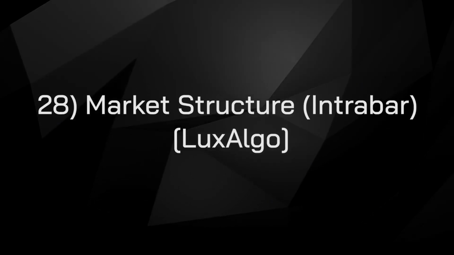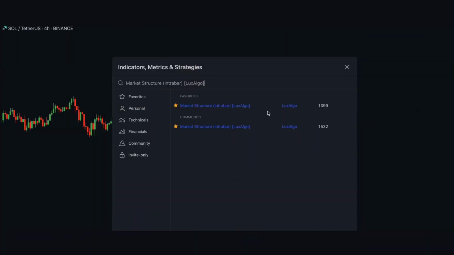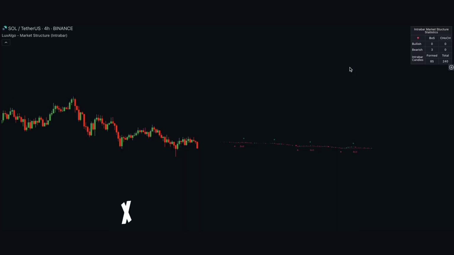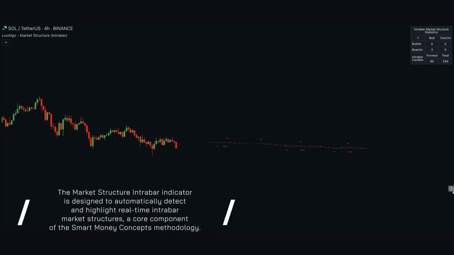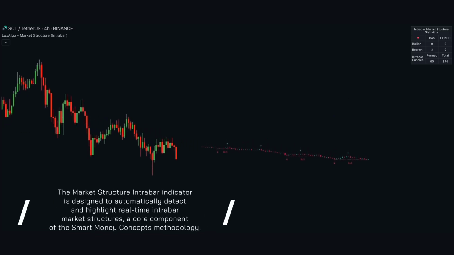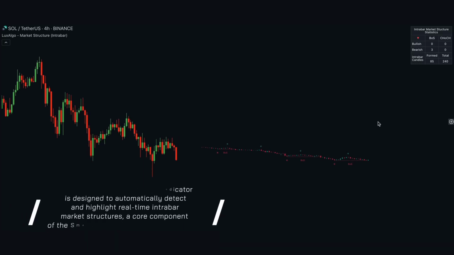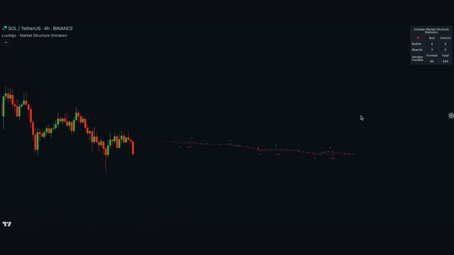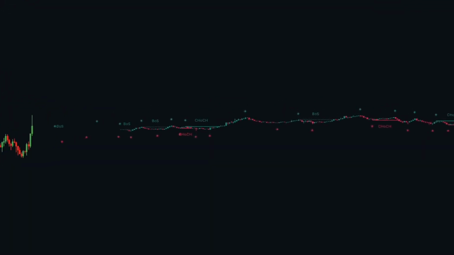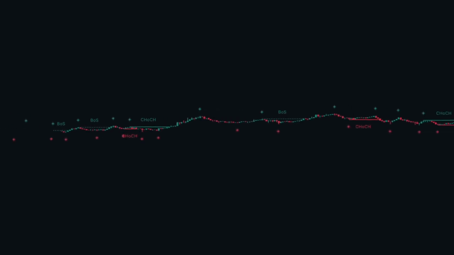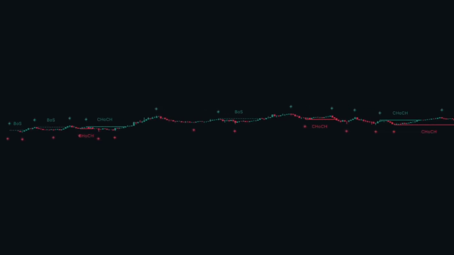The 28th indicator on our list is called Market Structure Intrabar by Lux Algo. The Market Structure Intrabar indicator is designed to automatically detect and highlight real-time intrabar market structures, a core component of the smart money concepts methodology. The proposed indicator gives a detailed picture of the most recent candle's lower timeframe trends, highlighting market structures within them. This can be particularly useful to assess the price dynamics within the most recent candle.